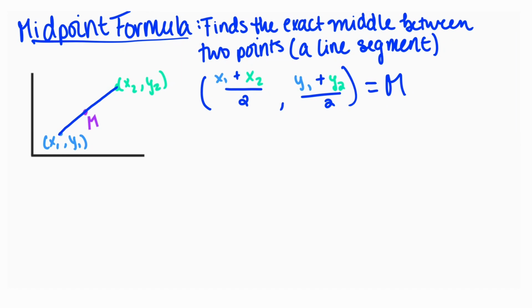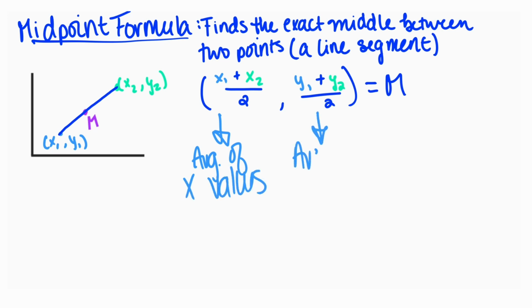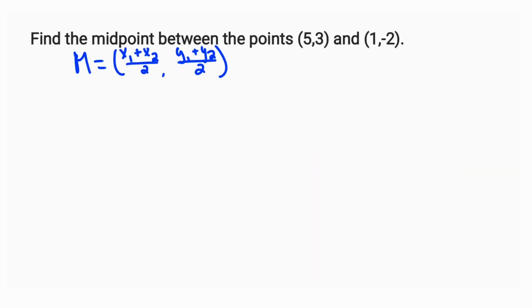So today we're going to talk about the midpoint formula, which finds the exact middle between 2 points, in other words, a line segment, where you're just going to take the average values of the x coordinates and the average value of the y coordinates, and that is going to give you your midpoint, as I have sketched out over there on the left.